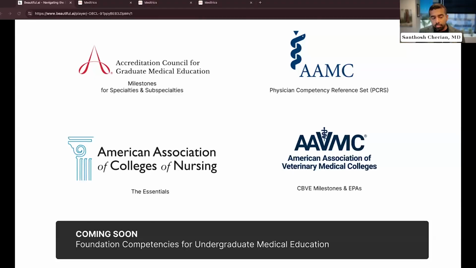And it all goes back to making sure that when a learner is graduating and practicing independently, you have data to back up that they're competent in what they should be doing. And one of the things that I have at the bottom is coming soon: foundational competencies for undergraduate medical education. This is a collaborative project between the ACGME, AAMC, and the AACOM, and they're going to be releasing the foundational competencies for medical schools soon. It's been a multi-year project, and they put out a version for public feedback, and the final version should be coming out soon.